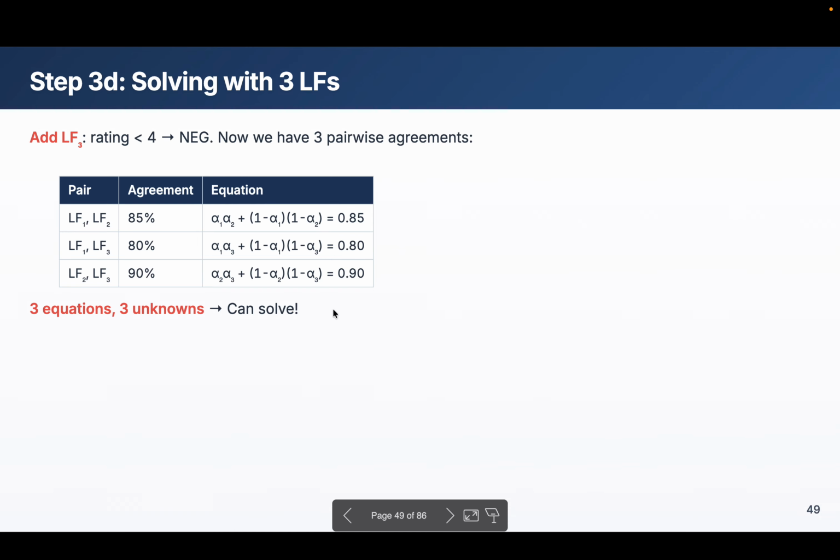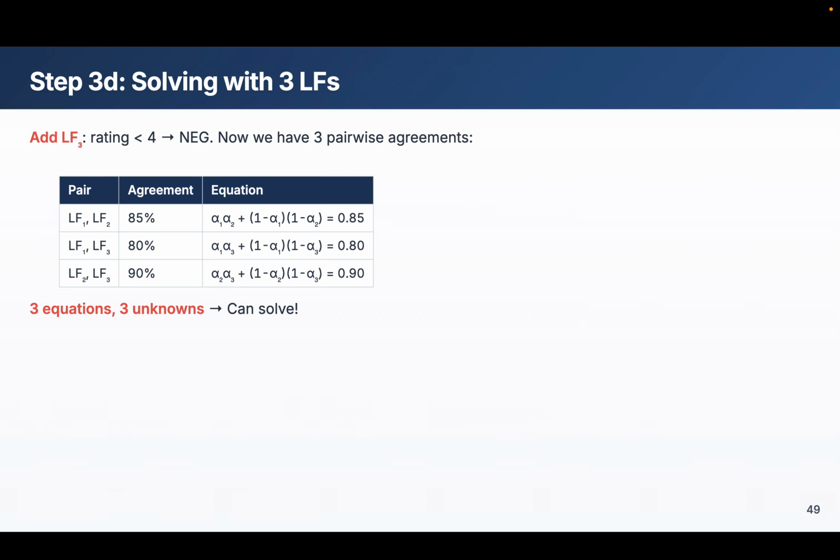Now, when we look at 3 labeling functions, we somehow added another labeling function. Now we have these 3 pairwise agreements. LF1, LF2 have 85% agreement, LF1, LF3 80%, LF2, LF3 90%. So now we get 3 equations and 3 unknowns. Can we solve them?